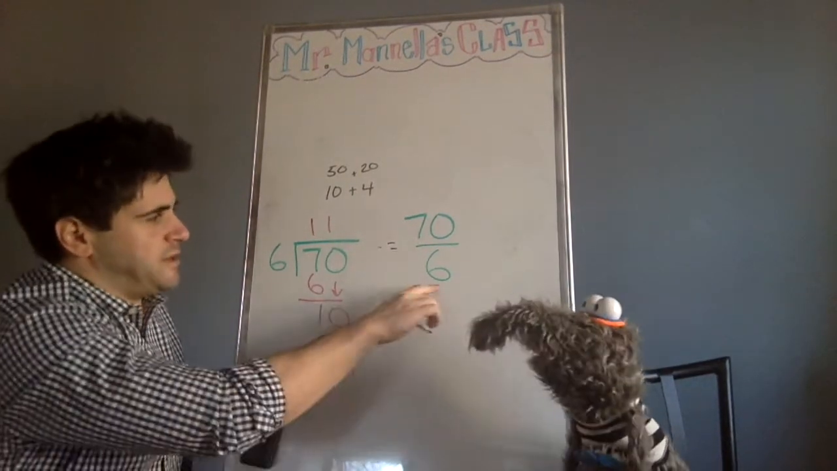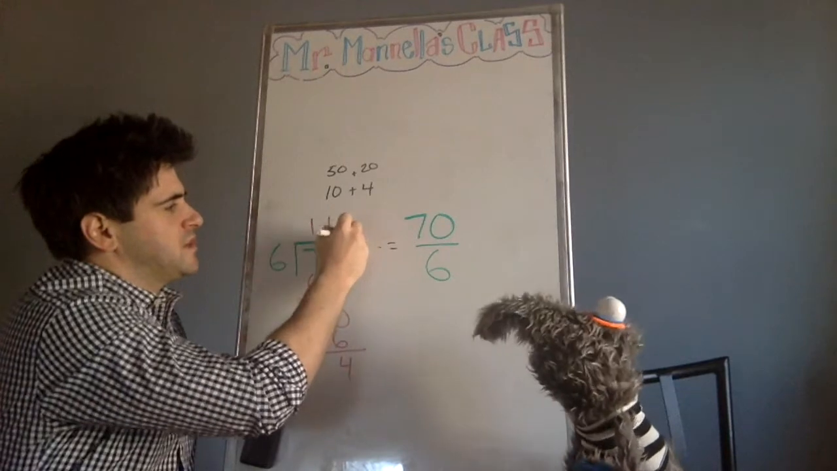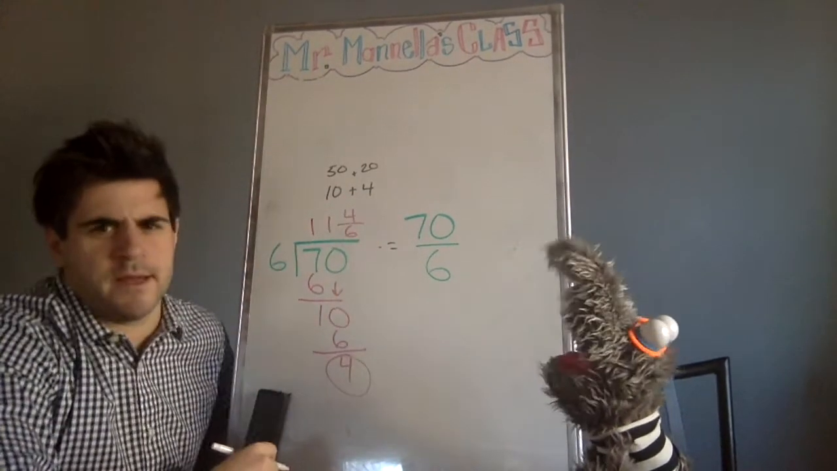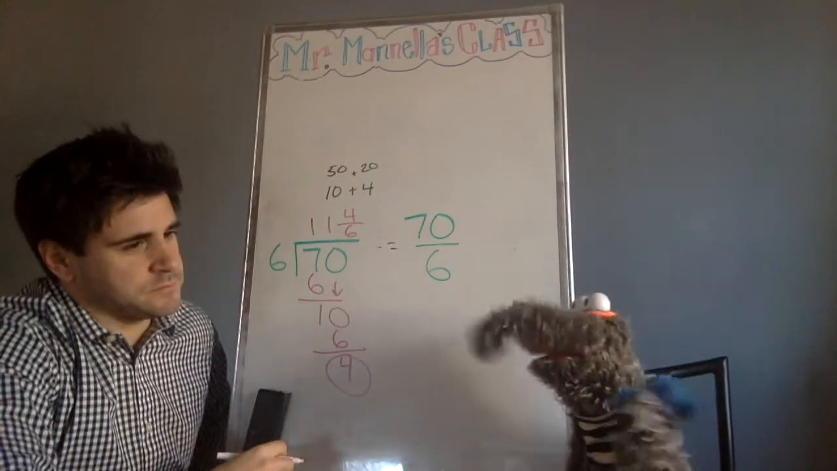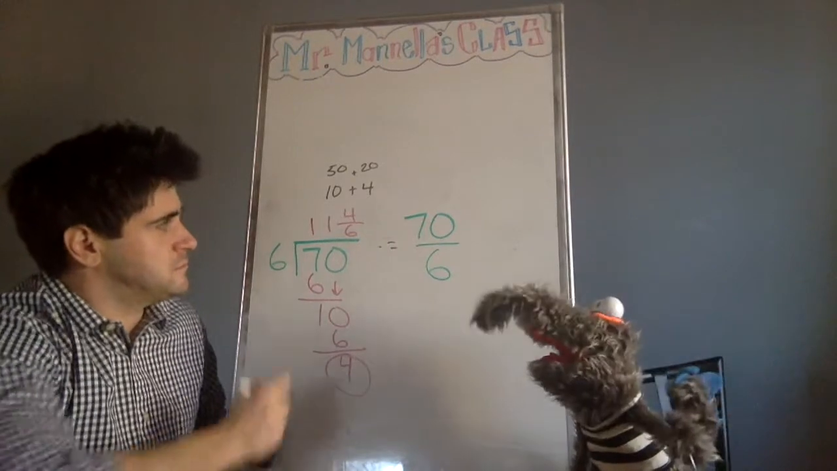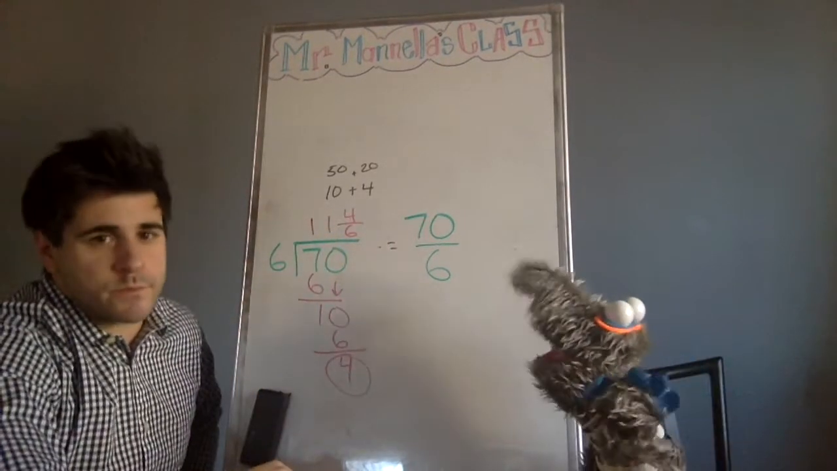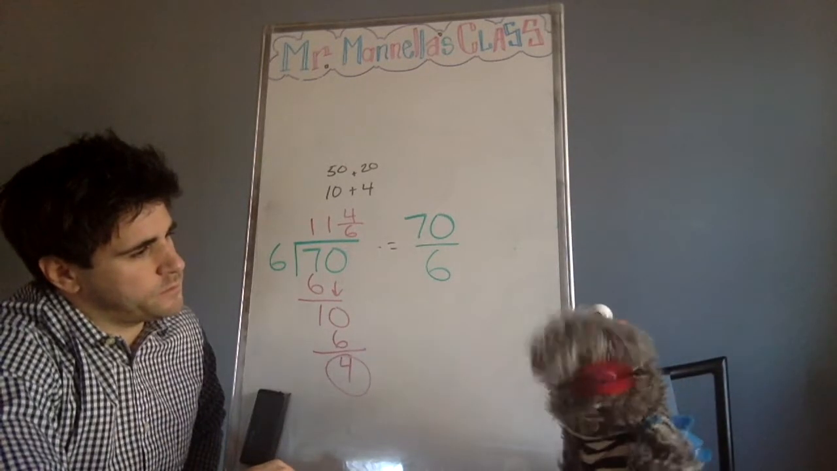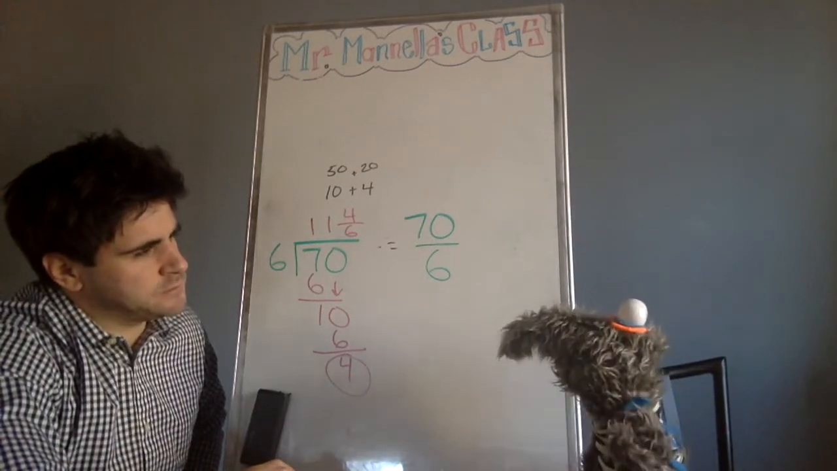Okay, so what's our denominator? 6. And what's our numerator? 4. 11 and 4 sixths. Okay? And if I wanted to check that, I could say, okay, 11 times 6 is 66, plus 4 more would get me to that 70. Correct.